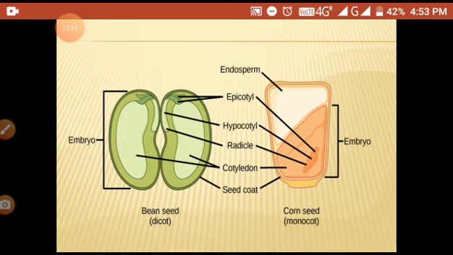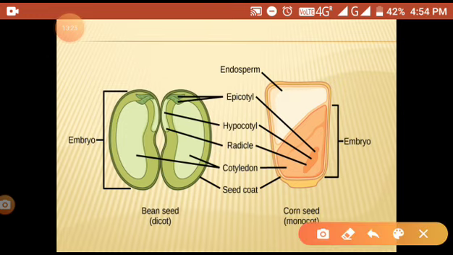Then one seed coat is present, that I told you. This is also called testa. This is the outer covering. Then two parts and one part are present. This is called the cotyledon. In bean seed it is two, but in maize seed it is one.